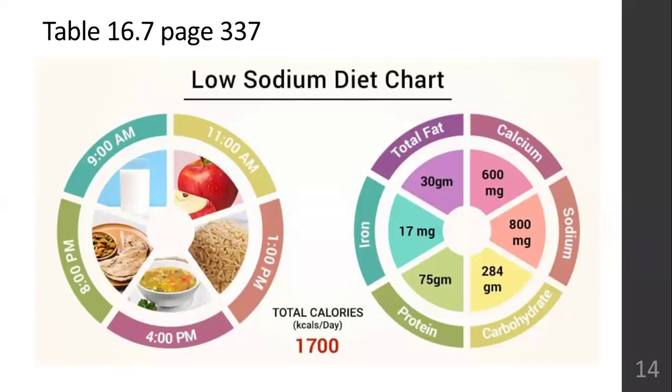Then you have to focus on a low sodium diet. Very important when it comes to dietary modifications of cardiovascular diseases. Low sodium diet. So specific foods that are naturally low in sodium. Table 16.7, page number 337. Maybe in new textbook it is 339.